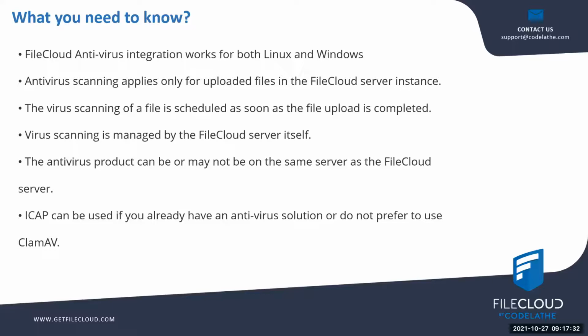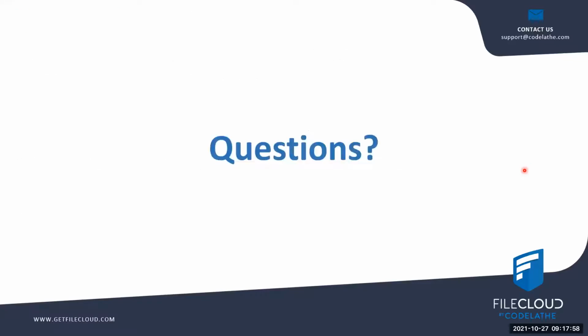And lastly, when do you use ICAP or ClamAV? If you just want to use the built-in antivirus that comes with FileCloud, you could go ahead and use ClamAV. Otherwise, if you don't want to use ClamAV and you already have an existing antivirus solution on your network, you could use ICAP integration as an option. So far, that sums up my demo, my webinar on antivirus integration with FileCloud.